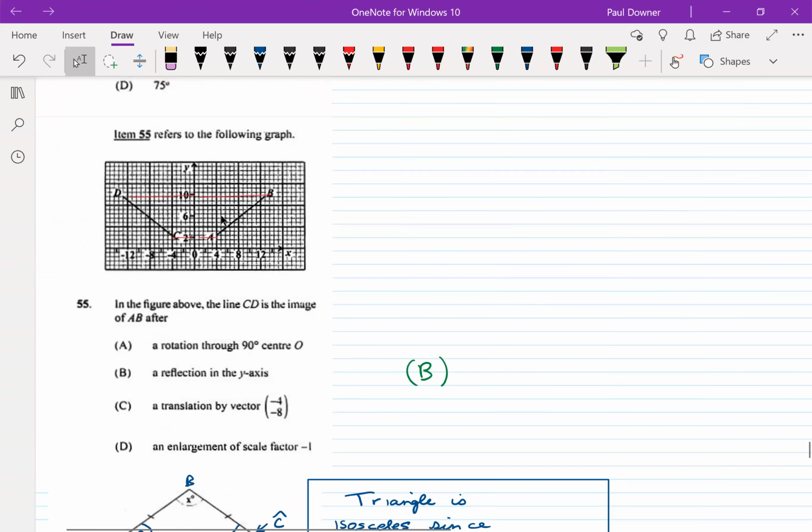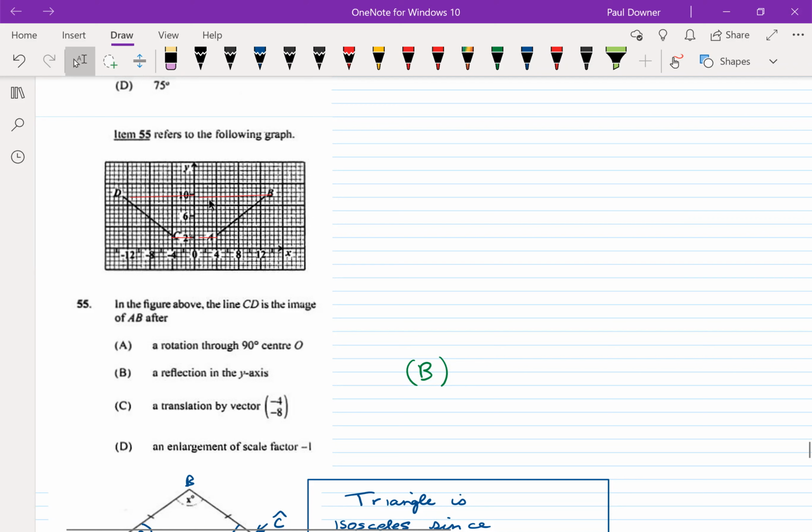So 55 refers to the following graph, right? In the figure above, the line CD is the image of AB. So CD is the image of AB, right? What is this? Is it a rotation, reflection, translation, enlargement? Well, if we look at this y-axis here, and you measure from the y-axis to A perpendicularly, and then you do the same measurement to the left, you realize it's the same distance. Similarly, if you measure from the y-axis to B, and then you measure on the other side, you realize it's the same distance as well.